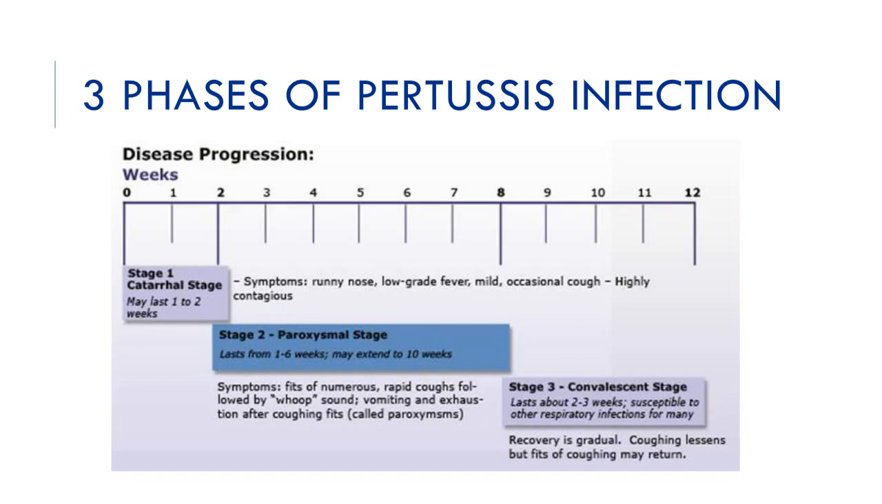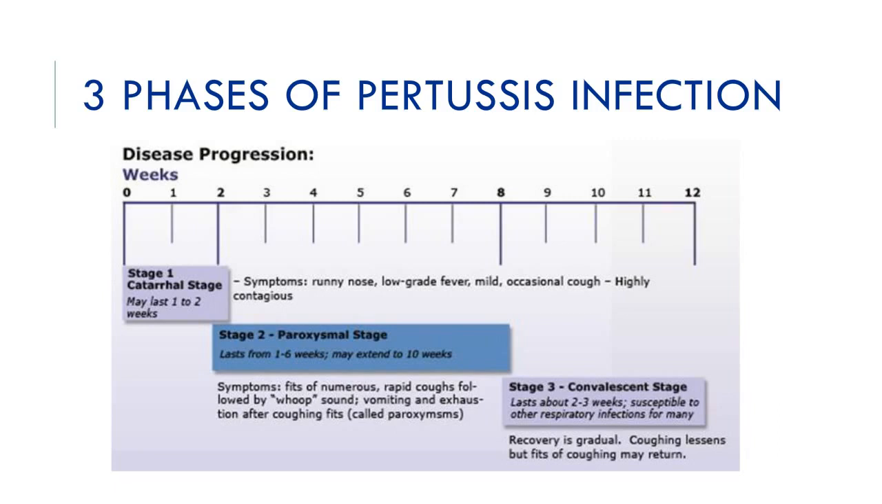Stage 2 is the paroxysmal stage, and this can last from 1 to 6 weeks and can even last up to 10 weeks and sometimes longer. Symptoms associated with the paroxysmal stage is where we see those numerous rapid coughing fits followed by the whoop sound of inspiration after one of these coughing fits when you can finally breathe again. That's why this stage is called the paroxysmal stage, because these coughing fits are called paroxysms. And these coughing fits can lead to vomiting and exhaustion after these coughing fits. They can be quite pronounced. And again, this can last for up to 10 weeks.